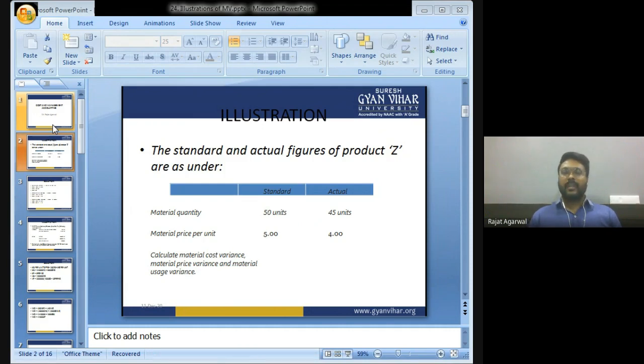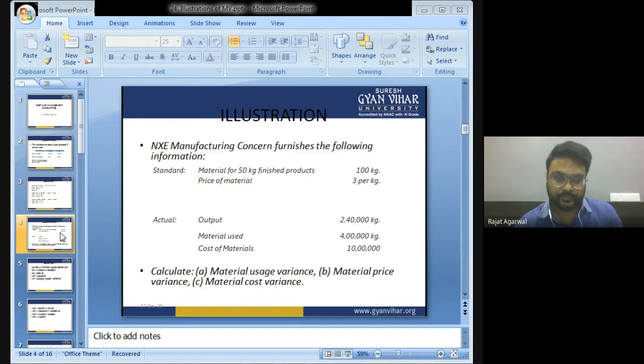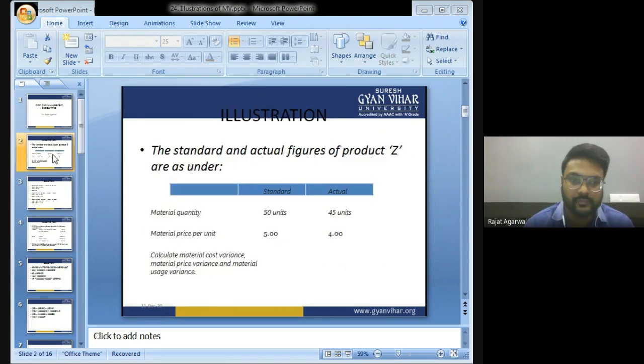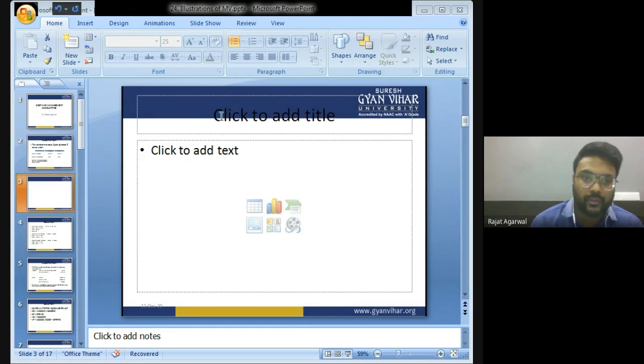So बच्चों, in material quantity it is saying that the standard quantity to manufacture a product Z is 50 units, but in actual we have consumed 45 units. Material price per unit is rupees 5 standard and actual is rupees 4. You have to calculate material cost variance, material price variance and material usage variance. चलिए, solution.